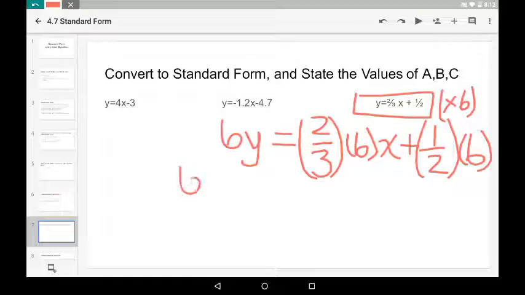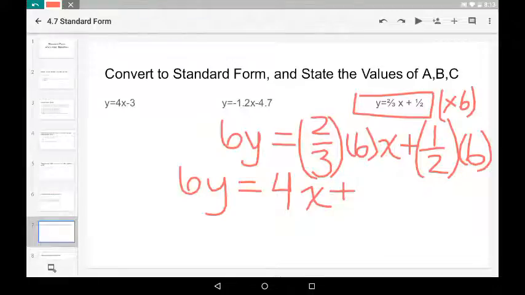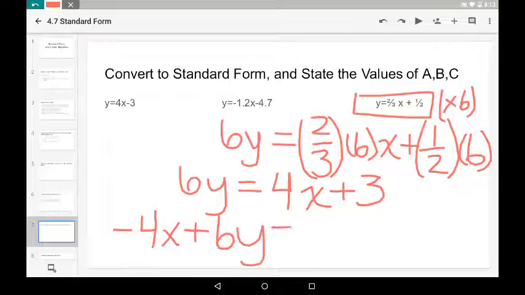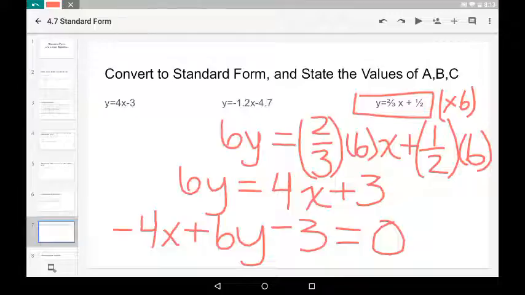So I'll end up with 6y equals, then over here we'll have 2 times 6 is 12, divided by 3 is 4. So we have 4x, and this will be positive, plus 6 times 1 is 6, divided by 2 is 3. So now my fractions are gone. I can just rearrange. So I'm going to subtract 4x from both sides. So I'll have negative 4x on this side, plus 6y. Then I'm going to subtract 3 from both sides, so minus 3 will be equal to 0. Everything on the right side is gone, so it equals 0.